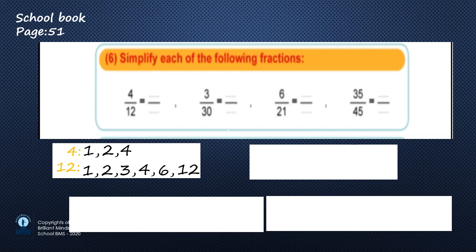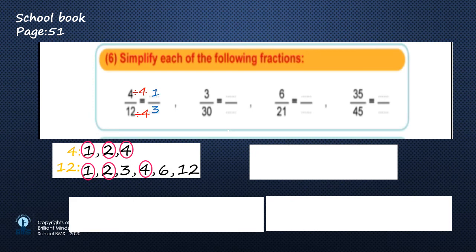Okay? Now, we wrote all the factors of 4 and 12. What next? I want you to circle the common. What is the meaning of common? It's a number we can find up and down. So I have 1, 2 and 4 up and down. We said when we simplify, we must divide by the greatest number. What do you think, 1, 2 and 4? What's the greatest number? It's 4. So we're going to divide up and down by 4. So 4 divided by 4 equals 1. 12 divided by 4 equals 3.